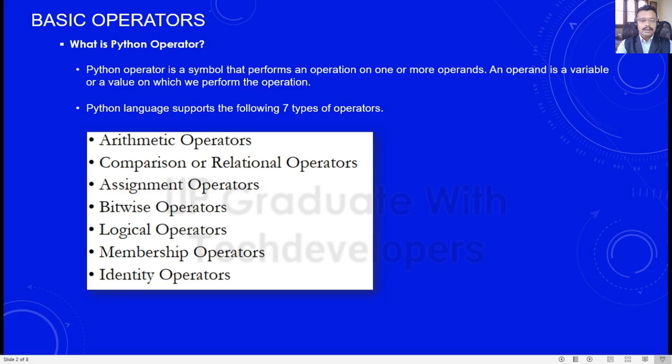Okay, and Python supports 7 types of operators, namely arithmetic operators, comparison or relational operators, assignment operators, bitwise operators, logical operators, membership operators, and finally identity operators. Let us see one by one.